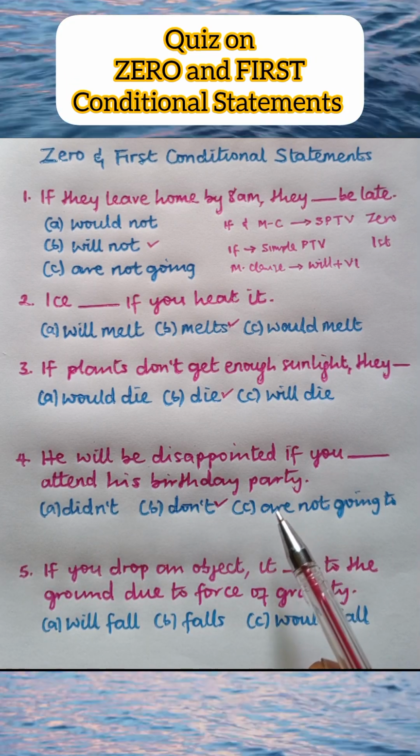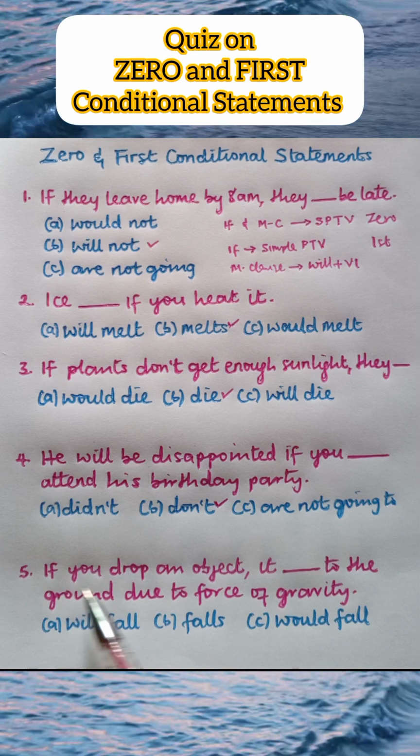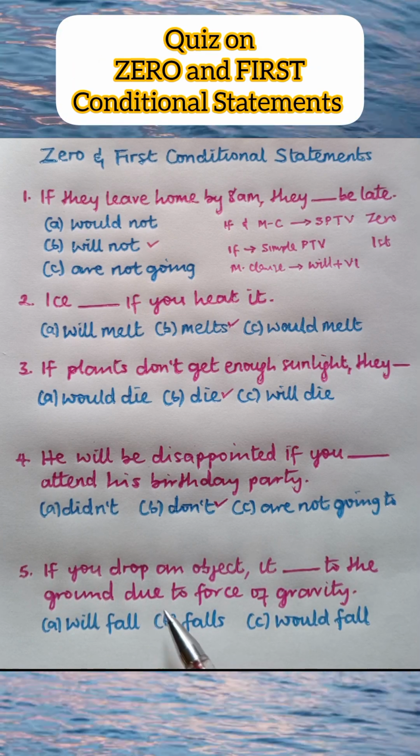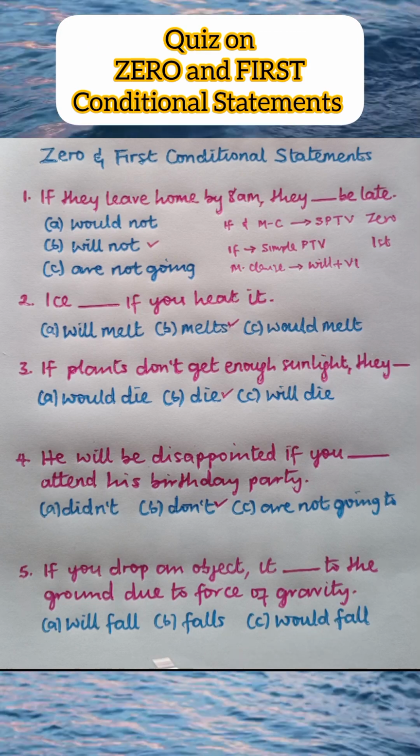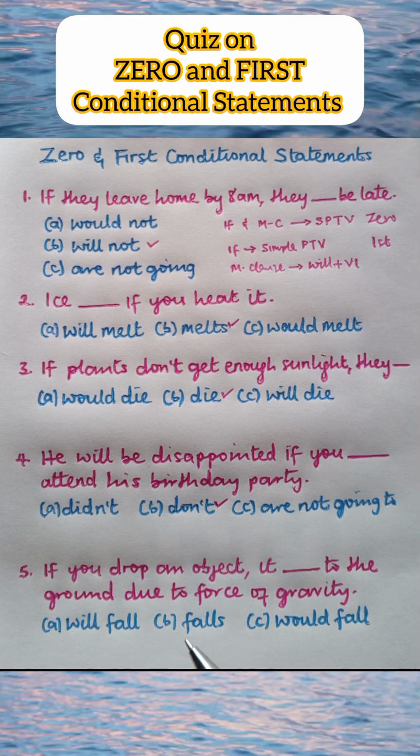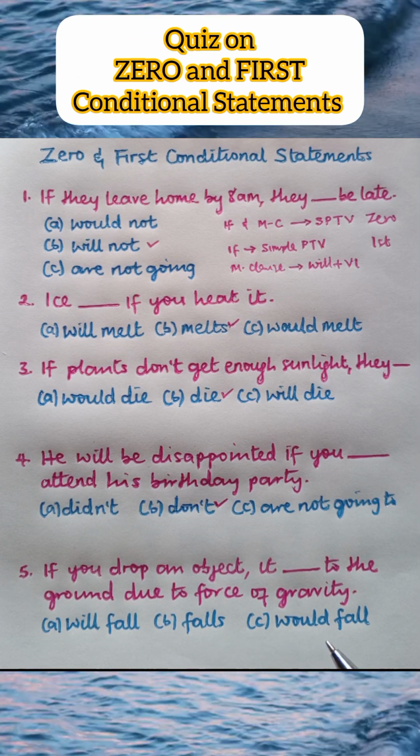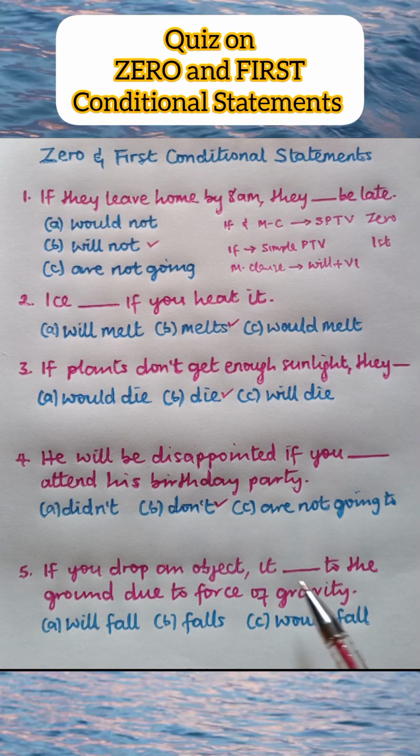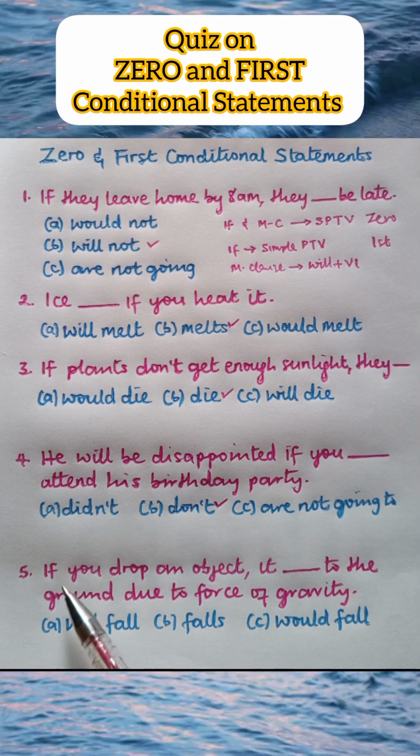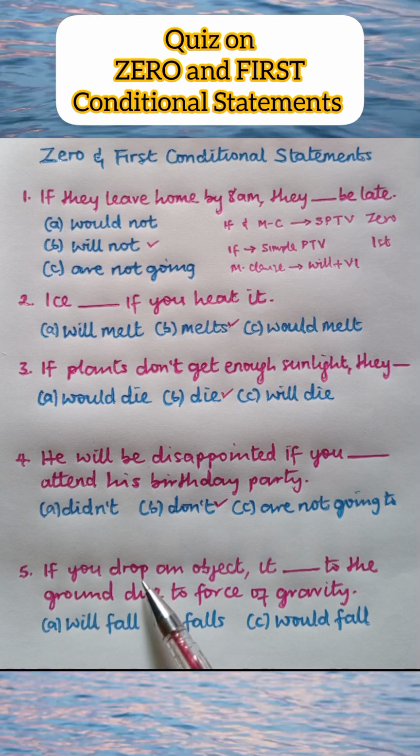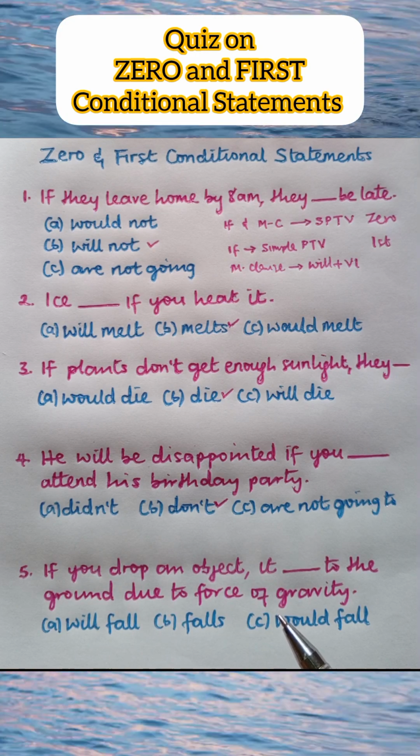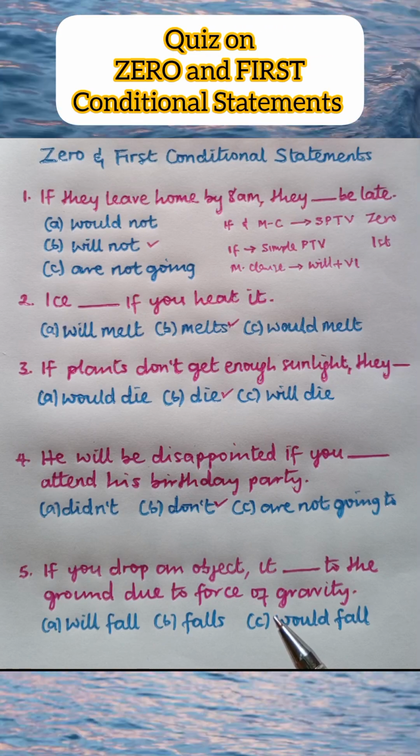And lastly, question 5. If you drop an object, it blank to the ground due to force of gravity. A, it will fall. B, it falls. C, it would fall. Here, it is the main clause that contains the blank, and the verb in the if clause is simple present. Now you have to determine if this statement is a universal truth or a statement of probability. It will help you to determine the correct answer.